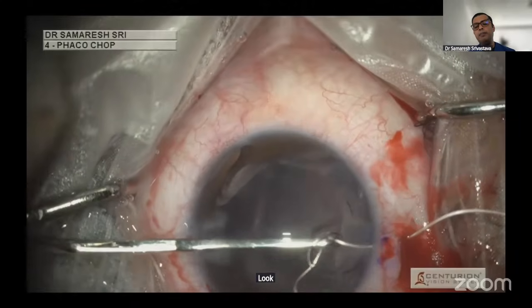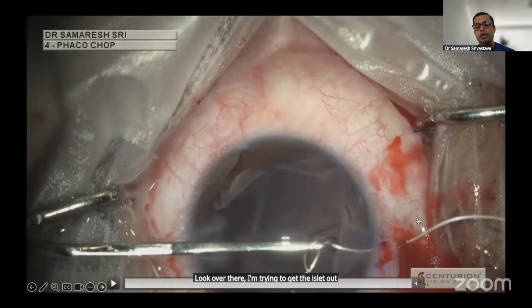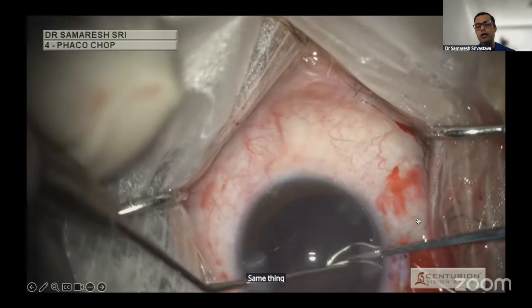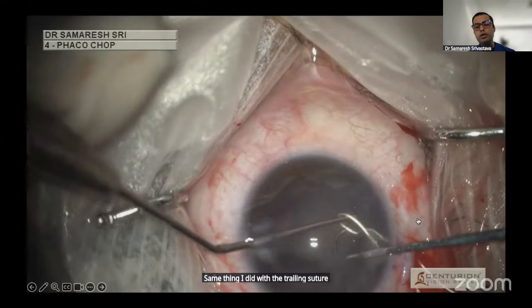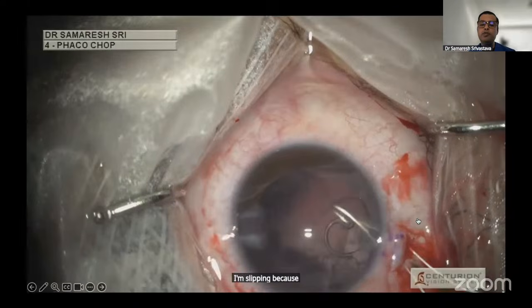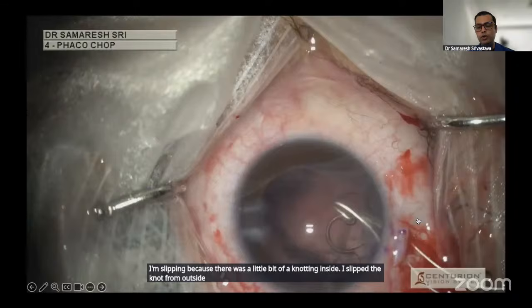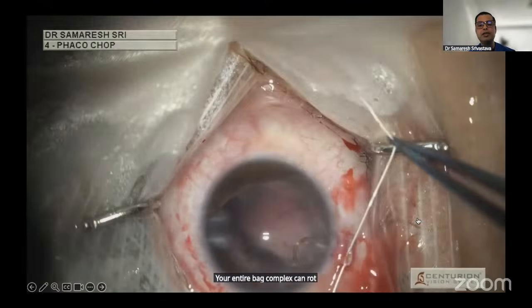Look over there. I'm trying to get the eyelet out of the capsular rim into the anterior plane. Same thing I did with the trailing suture. So both the sutures are out. I'm slipping because there was a little bit of knotting inside. I slipped the knot from outside the Sioni element to make sure that there is no tangling, because if it tangles, your entire bag complex can rotate because there are tractional forces.